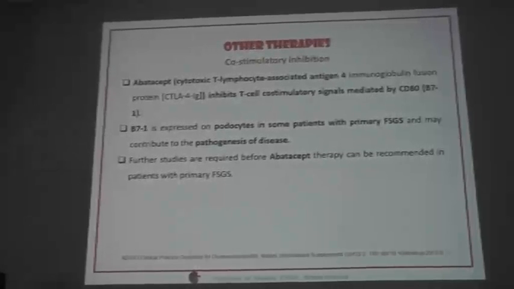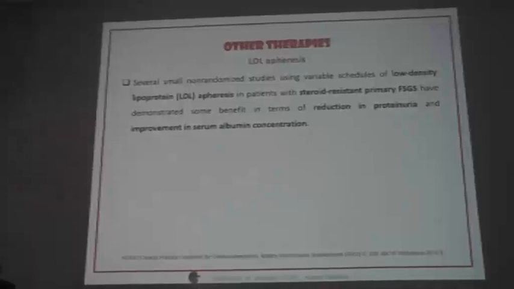And the newer agents like co-stimulatory inhibition, abatacept or CTLA4 inhibitors, were just tested in this study, and they mentioned that in very few cases it may induce remission in patients with focal segmental glomerulosclerosis. And the last modality is LDL apheresis. Very small randomized clinical studies using variable schedules of low-density lipoprotein apheresis in patients with steroid-resistant focal segmental glomerulosclerosis have demonstrated some benefit in terms of reduction of proteinuria and improvement of serum albumin.